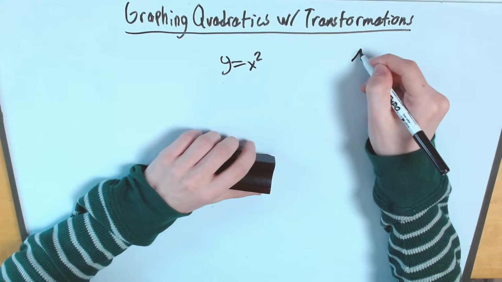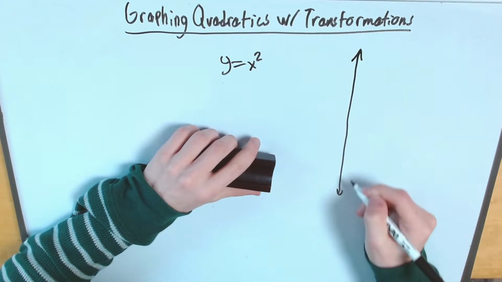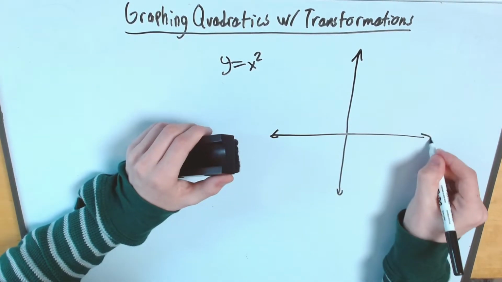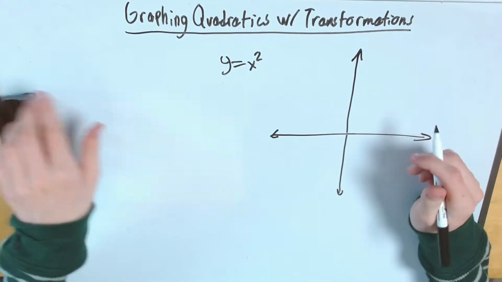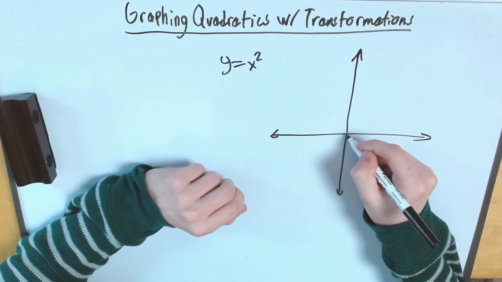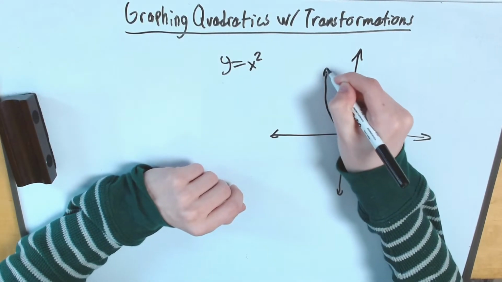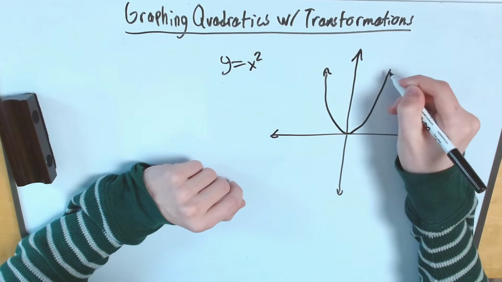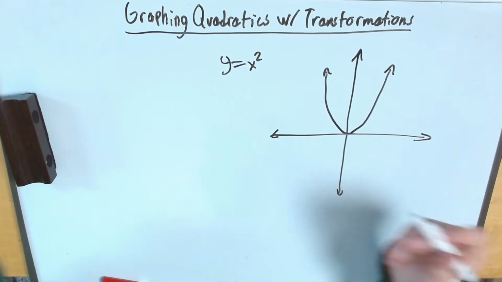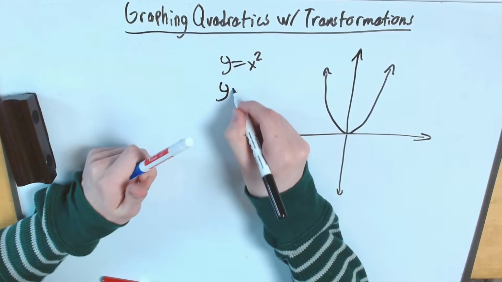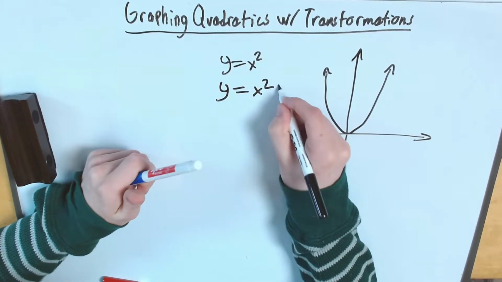So whenever we're graphing quadratics, we're always going to base our graphs off of the graph of y equals x squared, which is what we're going to be performing transformations on. So what is the graph of y equals x squared? Well, roughly, it looks like this. And let's say, to start out simple, I had something like y equals x squared plus 2.